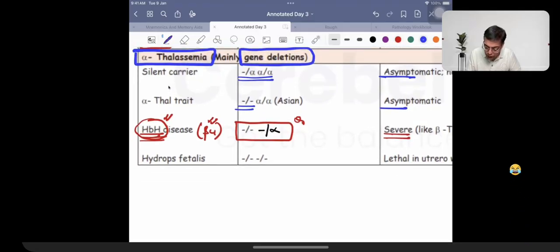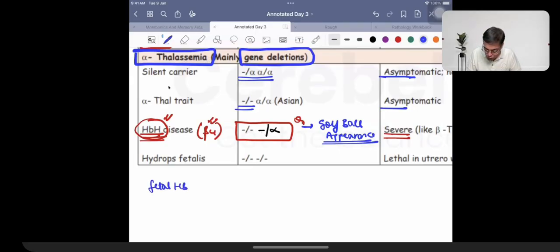Then we are going to have a situation in which HbH is going to be seen, which can be picked up with the help of new methylene blue. RBCs which have HbH have an appearance which is given the name of golf ball appearance.